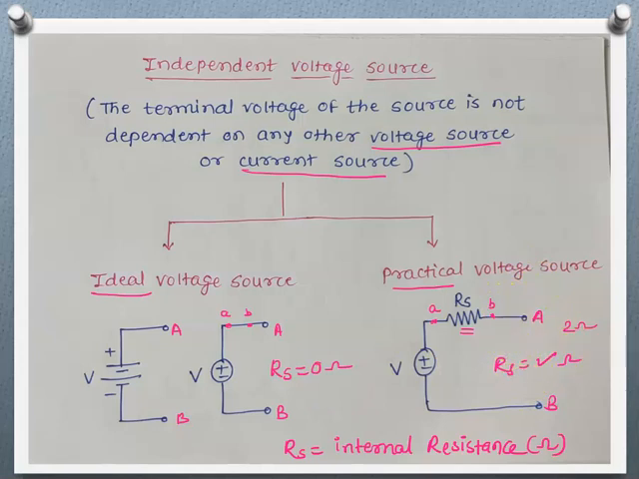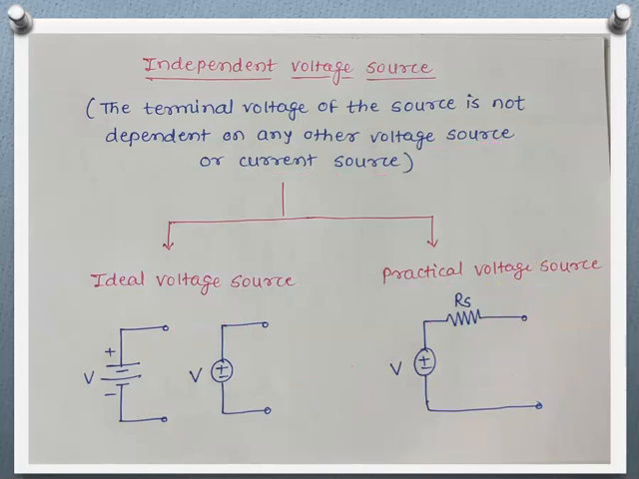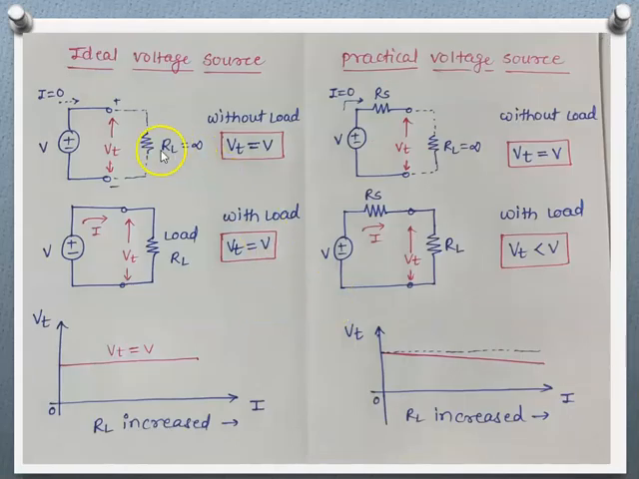Now, let's compare the ideal voltage source and the practical voltage source. What is the difference between them? Here, the ideal voltage source is shown symbolically with a circle with plus and minus, with the supply voltage V, and these are the A and B points. Here the dotted line is shown, and the load resistance RL is infinite. That means the load is not connected, and it is open circuited at A and B.